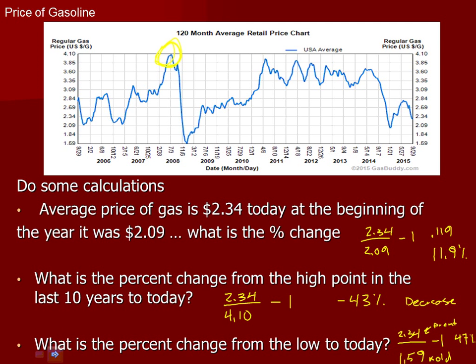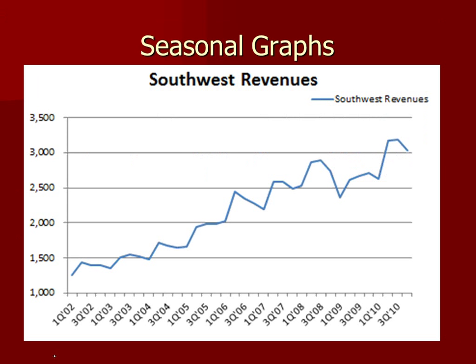You can do line graphs to look at change of quantitative data over a long period of time. Here are some examples of seasonal graphs, graphs that show seasonality. This is Southwest revenues, Southwest Airlines revenues. You can read that. What it shows is that we're doing this by quarters.